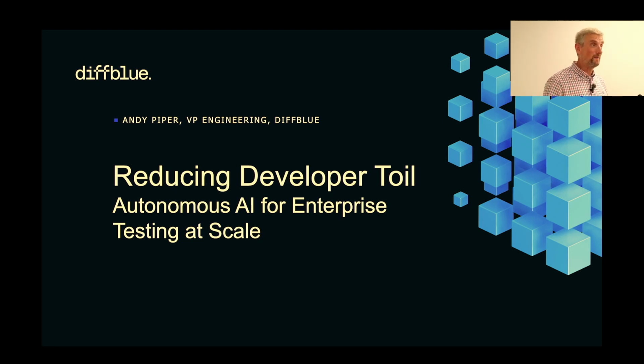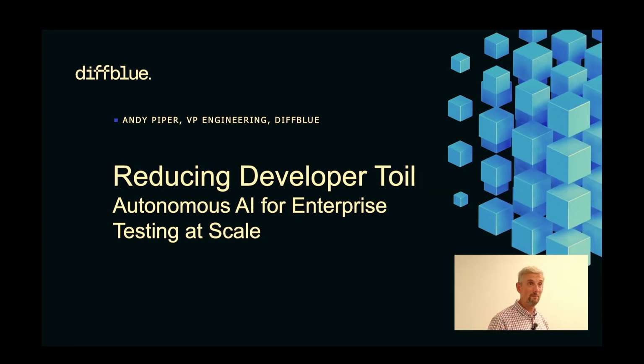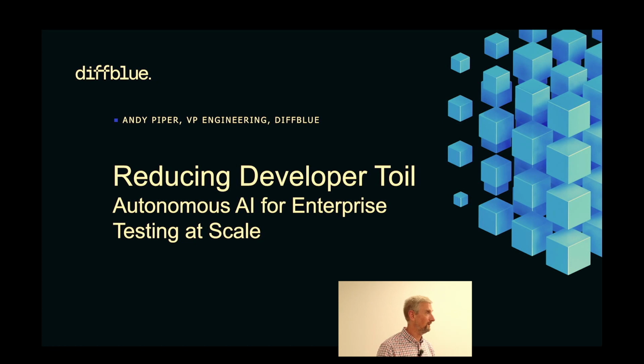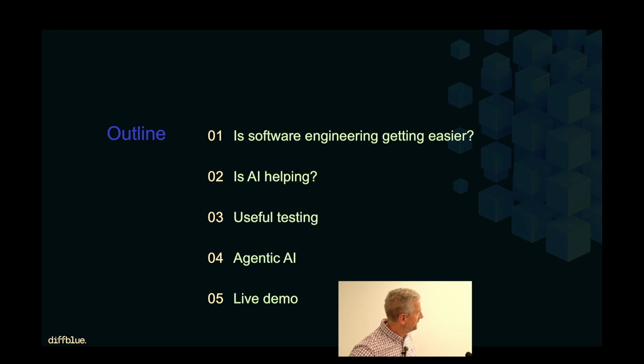So I'm Andy Piper. I run engineering at Diffblue. We're a small AI startup based out of Oxford, England. We spun out from the university there, so our two founders were ex-academics. And I'm here to talk to you about reducing developer toil: autonomous AI for enterprise testing at scale. Bit of a mouthful, but I'll unpack it a little bit. This is a rough flow, and we'll be finished before 8 for sure.